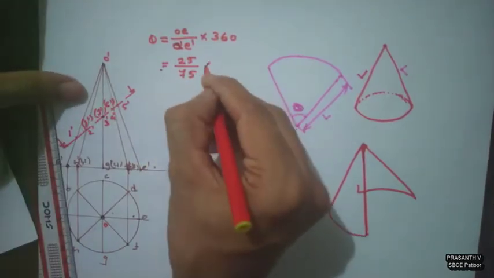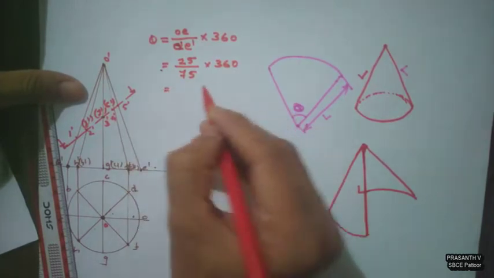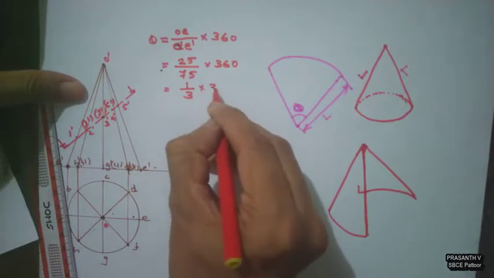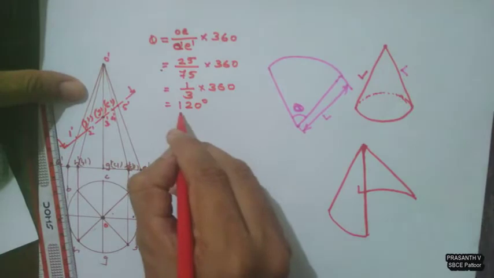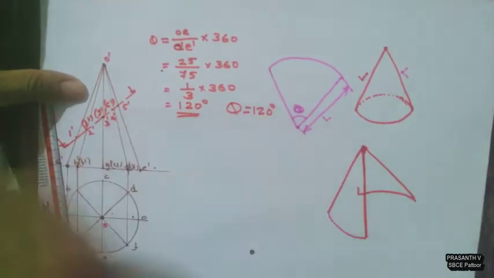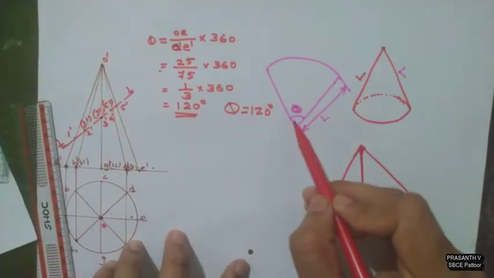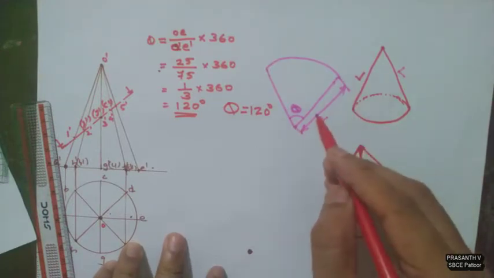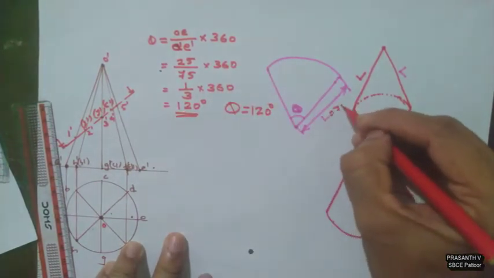75 into 360, which will be 1 by 3 into 360, that is 120 degree. Here we obtained theta as 120 degree. So we know the angle of the sector is 120 degree with arc radius L, which is equal to 75. Here L is 75 in our case.